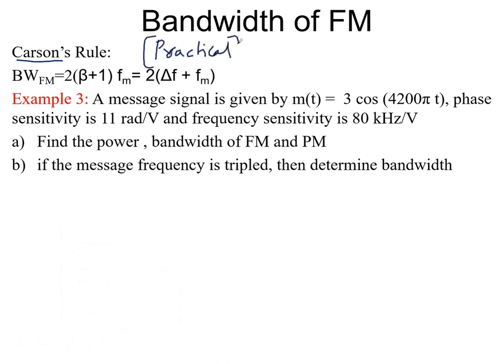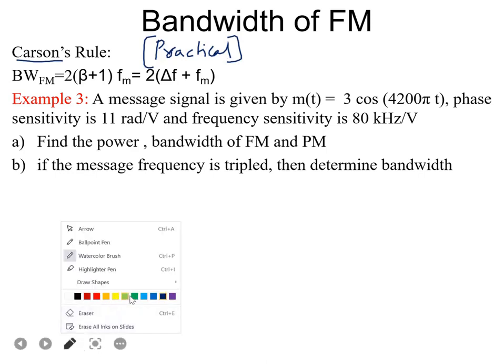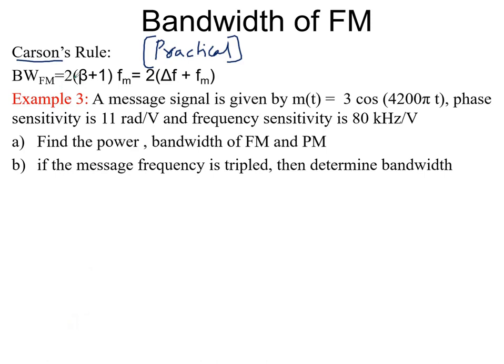By conducting experiments, he arrived at this: 2 times beta plus 1 into FM, where beta is the modulation index and FM is the message frequency. And if you keep this equation, beta is equivalent to the ratio of frequency deviation to message frequency, you can arrive at the other equation, which is 2 times del F plus FM.